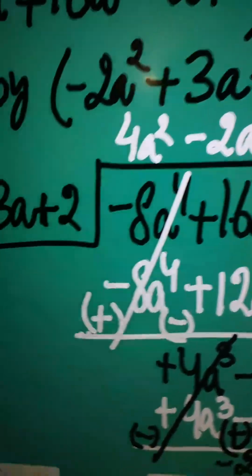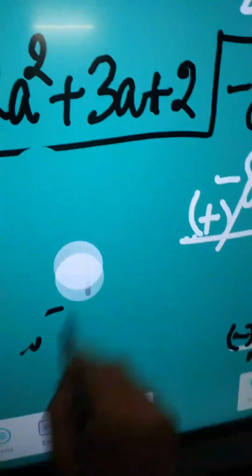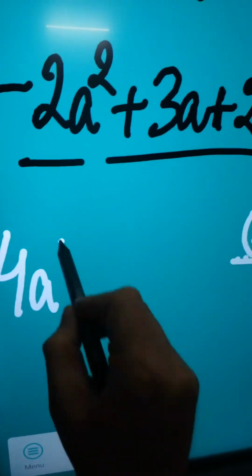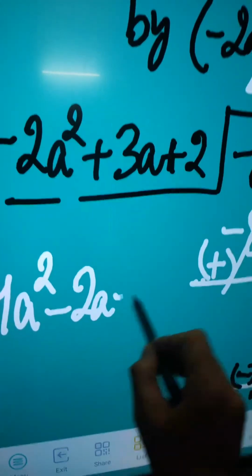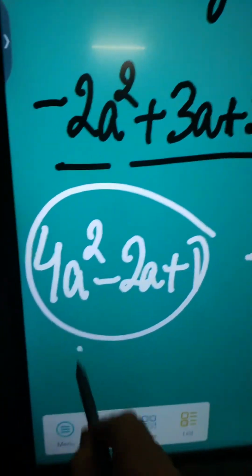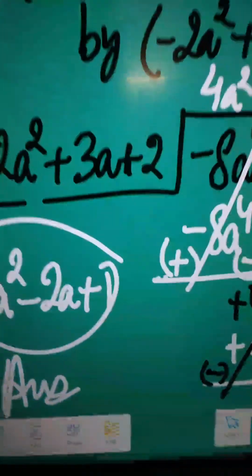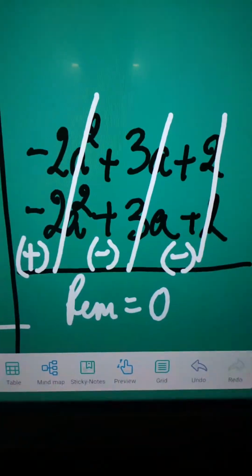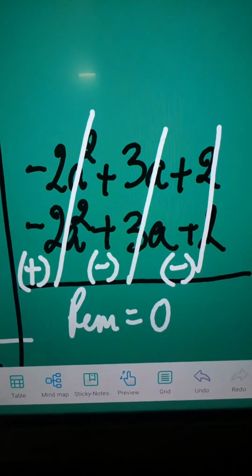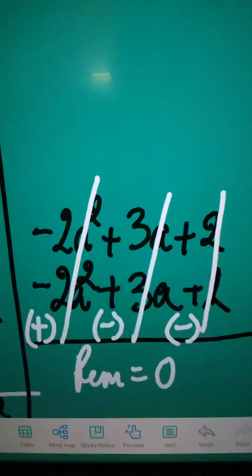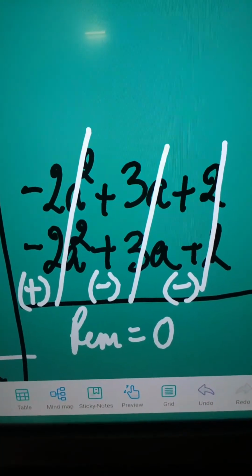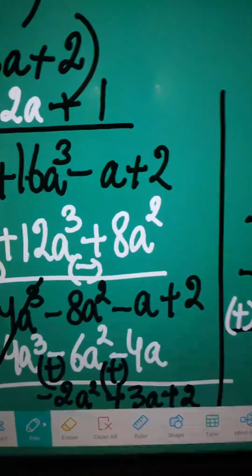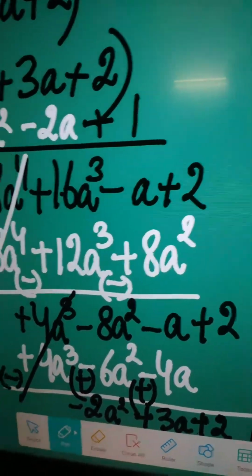Therefore, the answer is 4a square minus 2a plus 1. This is your answer. There is no remainder in this question. Therefore, the number is a divisor and it is not leaving any remainder. Yes, good. Now, I hope you have understood. If you have doubt, you can watch this video again. Let's move on to next question.